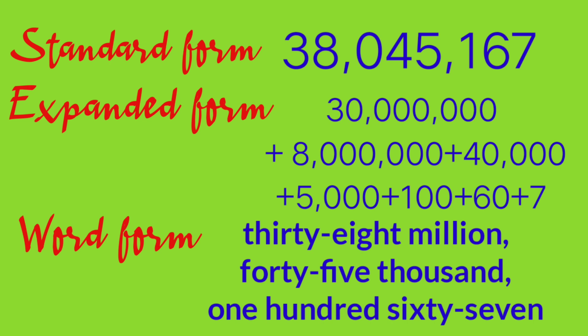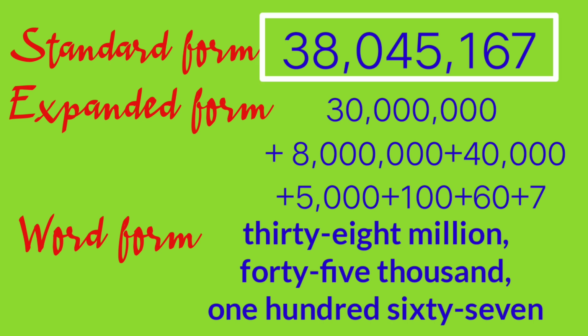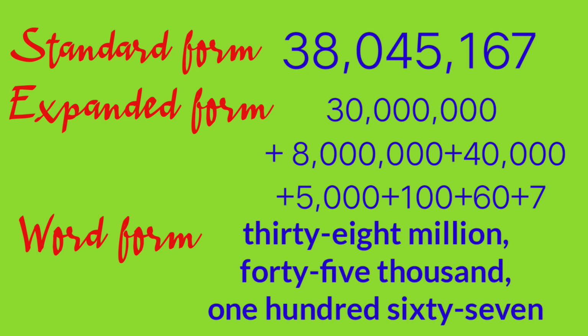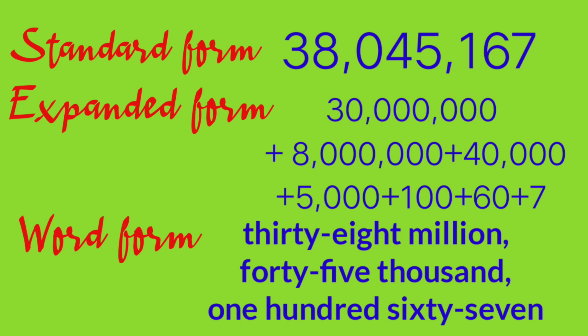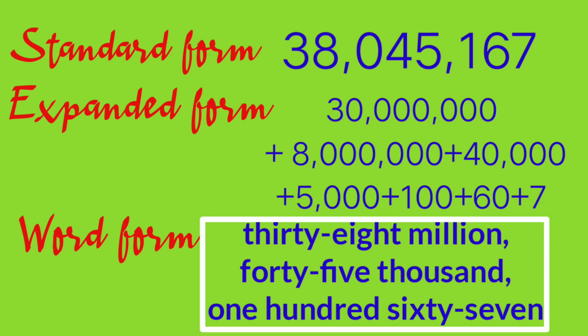In standard form, as you can see, the number is expressed using symbols. And then, in expanded form, it is done by getting the value of each digit and then separating it using the addition sign or plus sign. And then, in word form, we simply write the number into words.